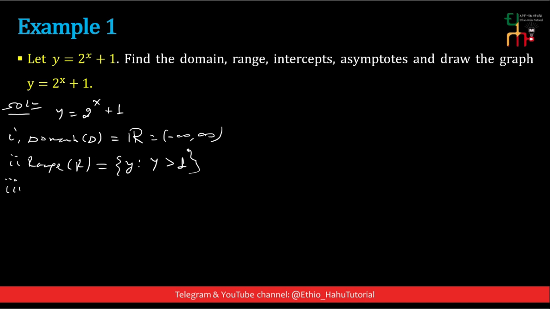Third, intercept. Y-intercept. X is equal to 0. Y-intercept is obtained when x is equal to 0. That is, y is equal to e to the power of 0 plus 1. This is equal to, e to the power of 0 is 1, 1 plus 1 is equal to 2. Therefore, y-intercept is equal to 2.